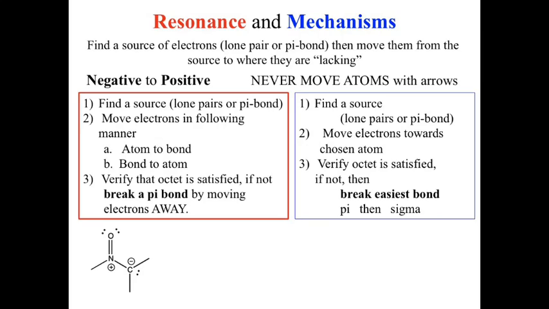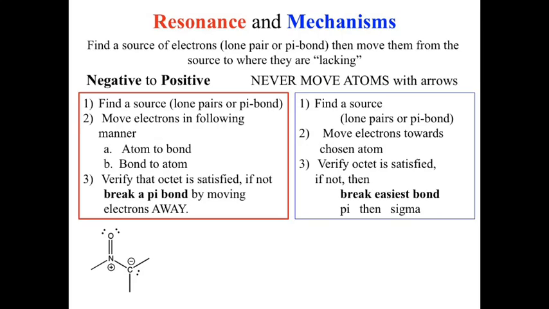For both resonance and mechanisms, you need to find a source of electrons. That source is either lone pair electrons or pi bonds. Either one is fine. It's not a big deal which one you pick. There really isn't a wrong answer per se. There's just one that's not right or less right.